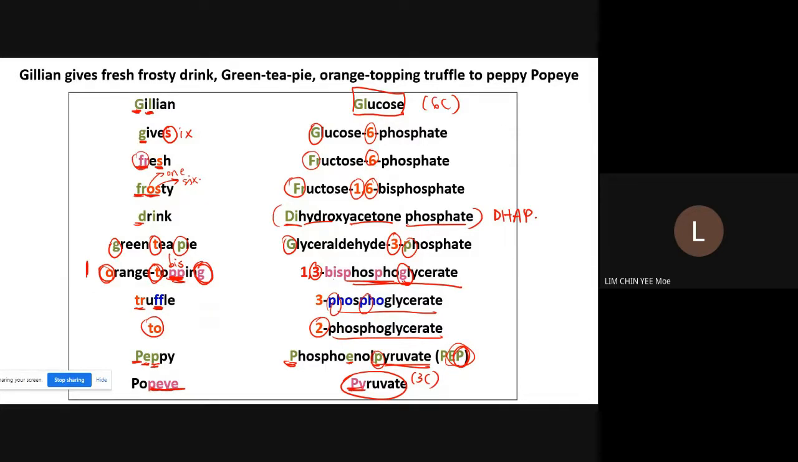That's how you use the sentence to relate to the name of the intermediates. And let's just do it again.